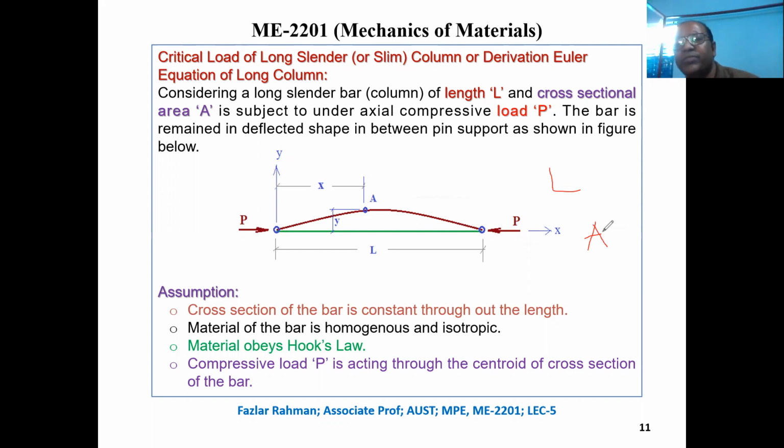For example, if you buy a steel scale, say 12 inches long, right? You apply load like that, what happens? It will ultimately buckle because the cross section is so thin that it cannot take compressive load, and it buckles immediately. So it behaves like a long column.